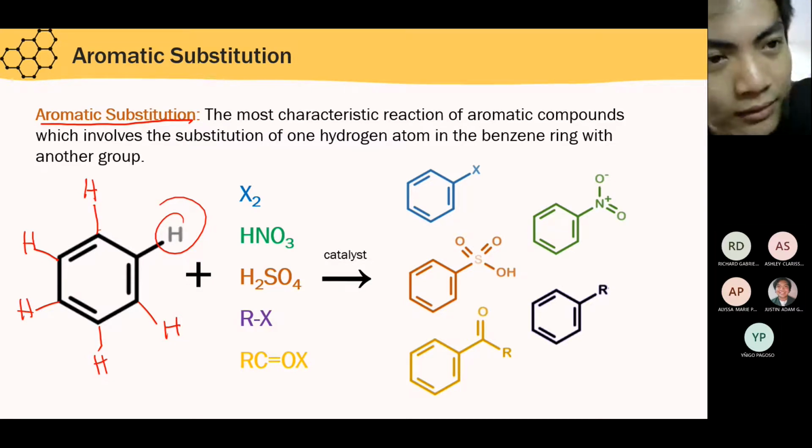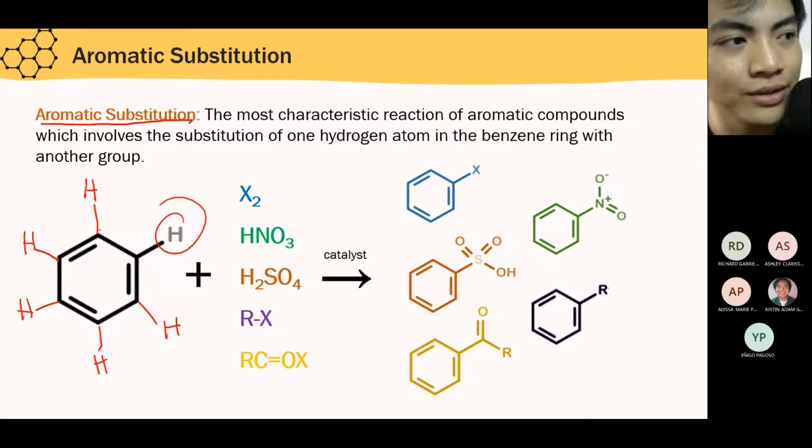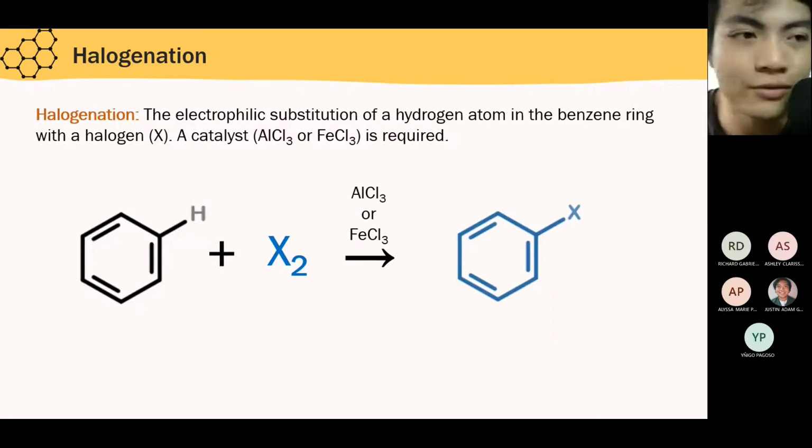ng benzene. Okay? So, again, for simplicity, we will skip the mechanism. Rather, we will just focus on ano yung magiging produkto. Ano yung magiging product ng reaction. Okay, so substitution lang naman siya. Palitan mo lang yung hydrogen. Okay, so start tayo. The first reaction of benzene will be the halogenation.